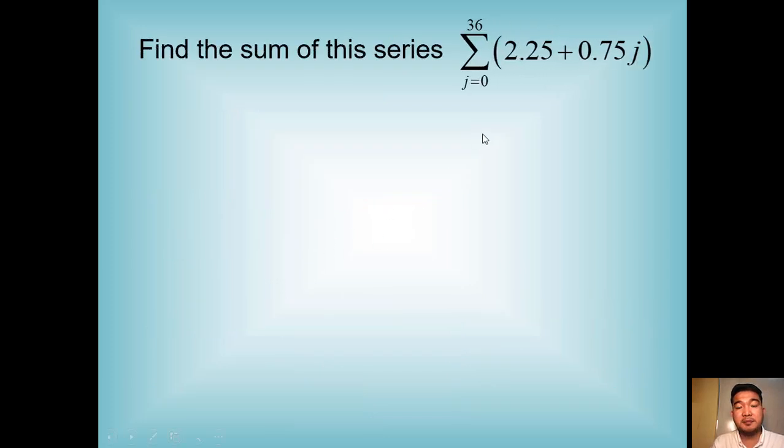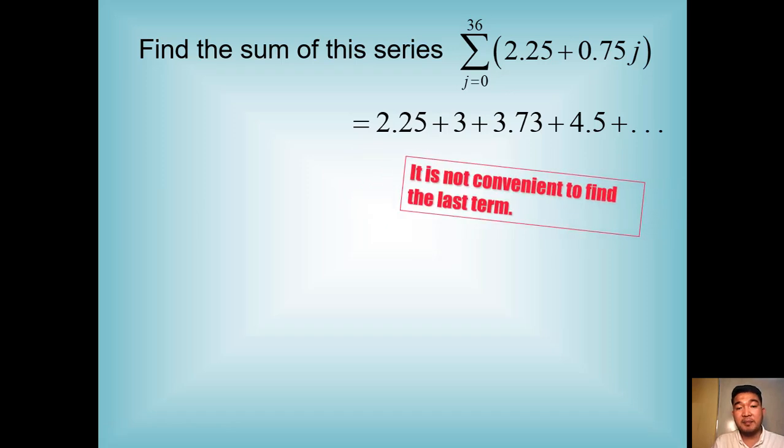So suppose that we have this problem. Summation of the quantity 2.25 plus 0.75j, as j goes from 0 to 36. So we can easily solve for the first term here, because the first term is j equals 0. So 0.75 times 0 is 0, plus 2.25 is 2.25. So that's our first term. But the 36th term here is a little bit harder. So you will have this series 2.25 plus 3 plus 3.75 plus 4.5. But it is not convenient to find the last term.